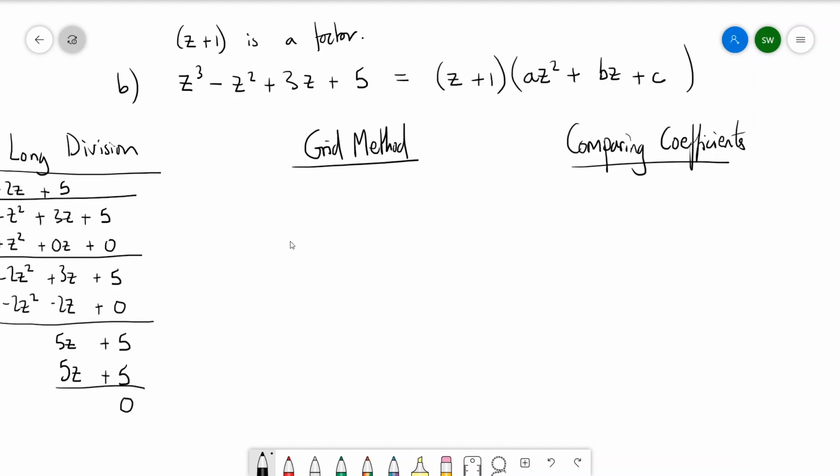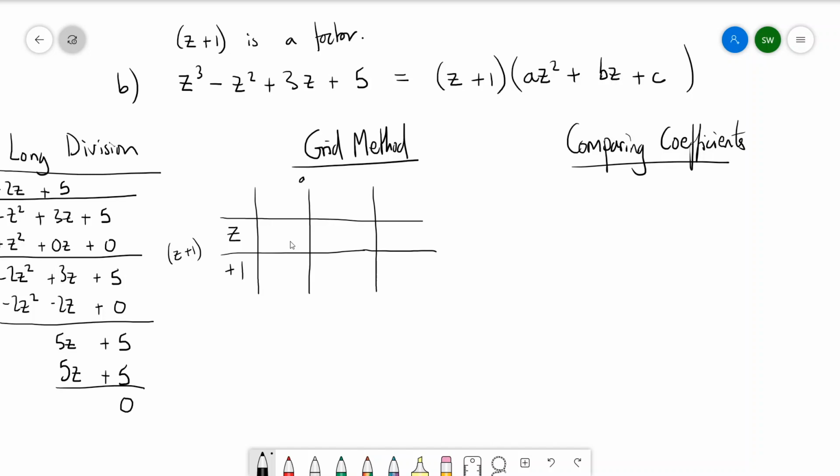Grid method: we're going to use the fact that if we times z plus 1 by the quadratic, then we have to end up with a cubic. So we're going to do z plus 1, that's representing z plus 1, and we're going to multiply it by the quadratic. So along the top here, we're going to have az squared plus bz plus c. And when we multiply these two things together in a grid, we want to end up with the cubic.